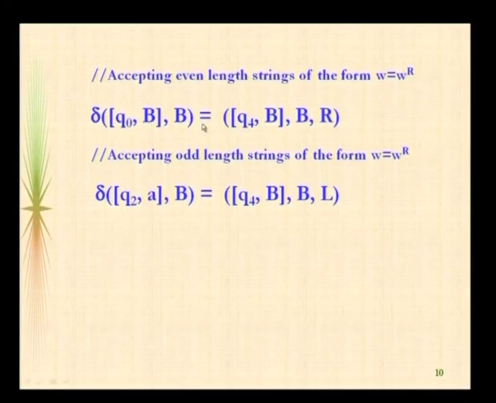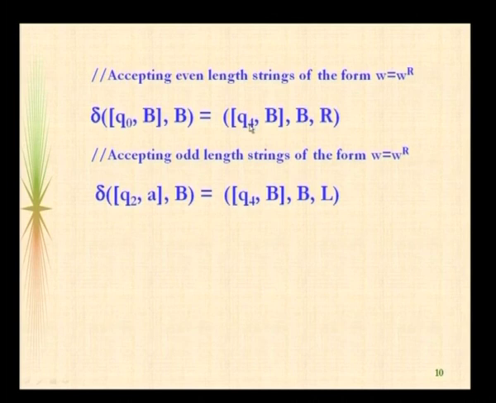So now the question is, how do you accept? There are two accepting configurations. One is the case of even length strings, where w is equal to w reverse. In that case, from q0, instead of finding a symbol, if you find a blank, you just enter into the final state.